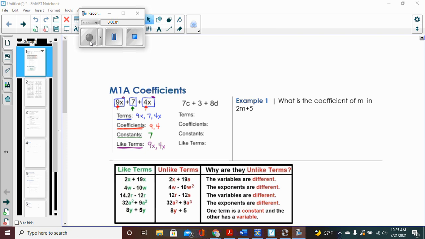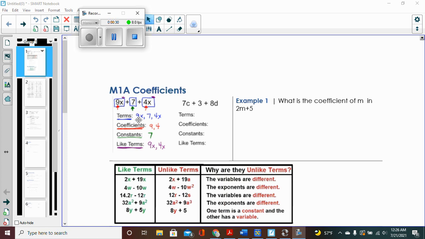Section is on coefficients. So if you are given an expression or an equation, you're able to determine the coefficients of it. Just looking at this very first one, it says 9x plus 7 plus 4x.